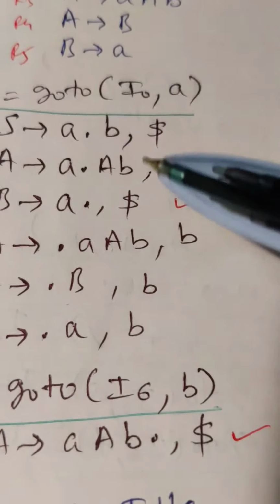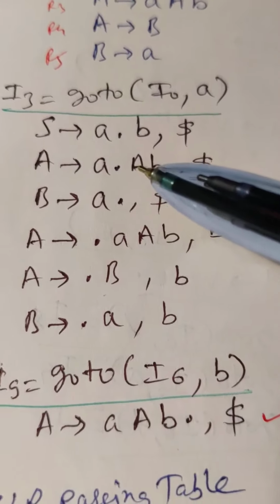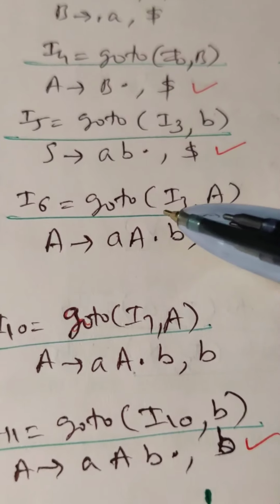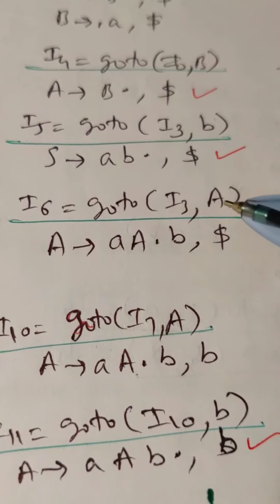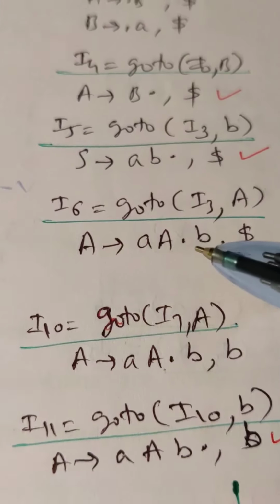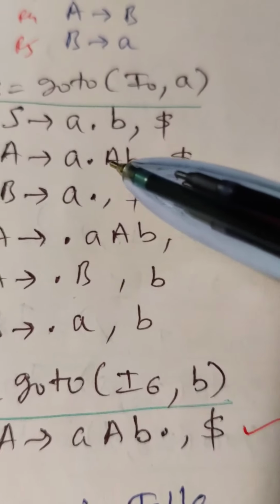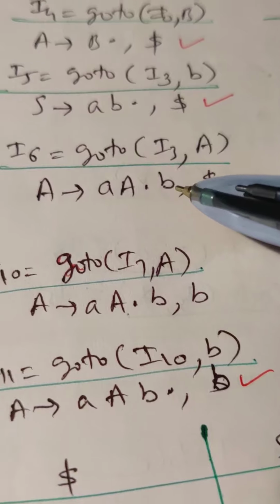Now next from I3, after B what is here is A. So I3 comma capital A. So that is item number 6. Go to of I3 comma capital A: A goes to A dot B comma dollar. Just the dot shifts, that's it. After the dot there's a terminal, so we don't have any more rules here.